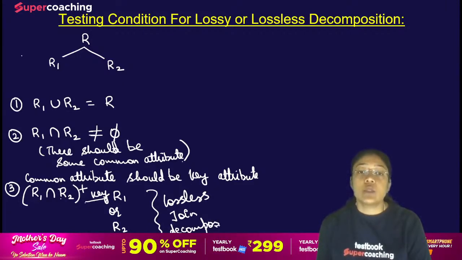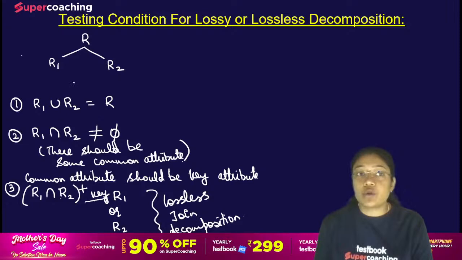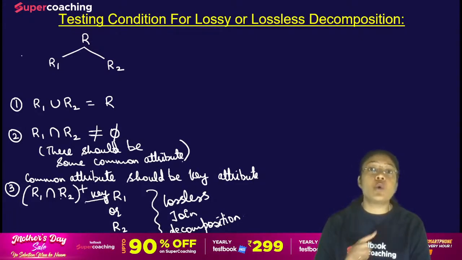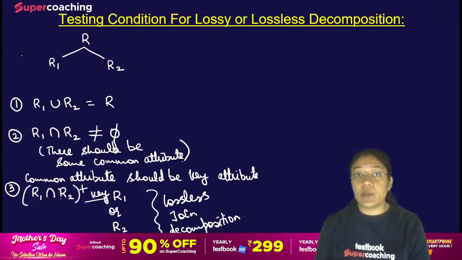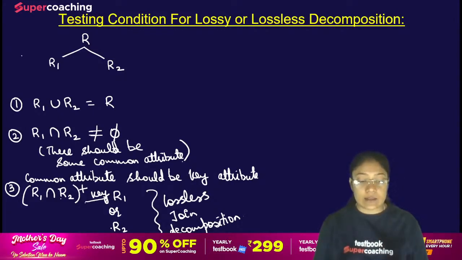Make sense? So this is the testing condition, and I'm repeating again. In the first step, we are looking for whether all the attributes of the relation are covered. सारे attributes सारे decompose होने के बाद भी. Second thing is there any common attribute? Because if no common attribute is there, then we won't be able to perform the join, and that common attribute should be the key attribute. That's it. Okay, so this already we have proved.